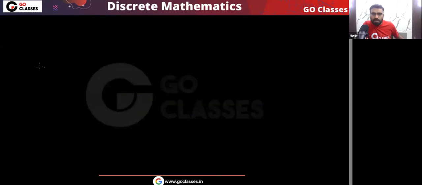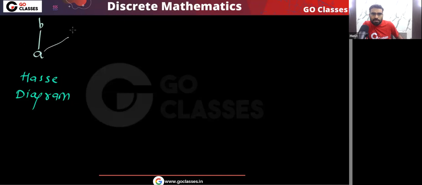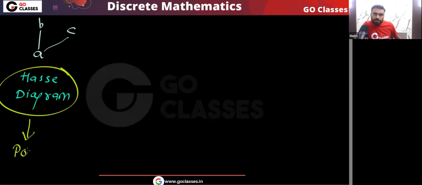Very simple point. Okay, so remember, in the hash diagram, let's assume I'm giving you a hash diagram, you just focus on this A, B, C. Okay, consider this hash diagram. First of all, you tell me, if I'm telling you that this is a hash diagram, can I say your relation is a partial order relation? If I'm telling you this is a hash diagram, then it automatically means the relation is a partial order relation. Okay, because a hash diagram is only created for partial order relations.